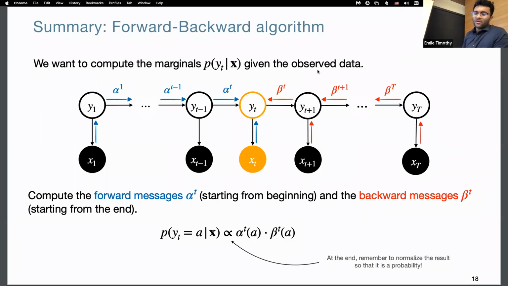So in summary, you have this forward-backward algorithm where your goal is to compute the marginals, the probability of yt given x, the observed data. So based on the network here, you compute the forward messages, alpha t, where you start from the beginning, and then the backward messages, beta t, where you start from the end. And the probability that yt is equal to a given x is proportional to alpha t parameterized by a times beta t parameterized by a. And usually you have to normalize these results, so that it is a probability.